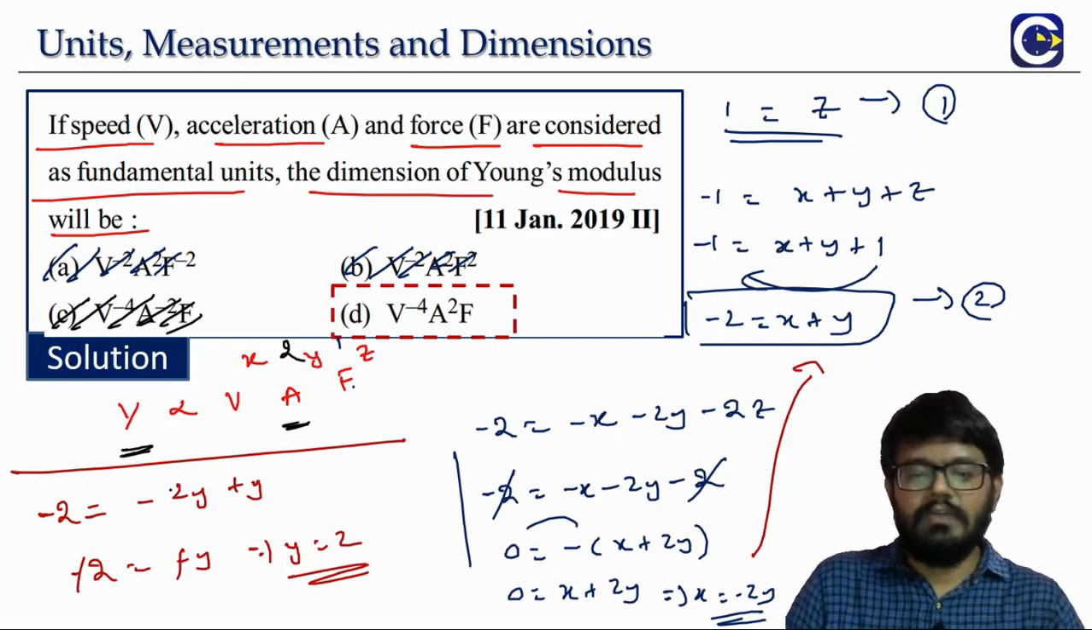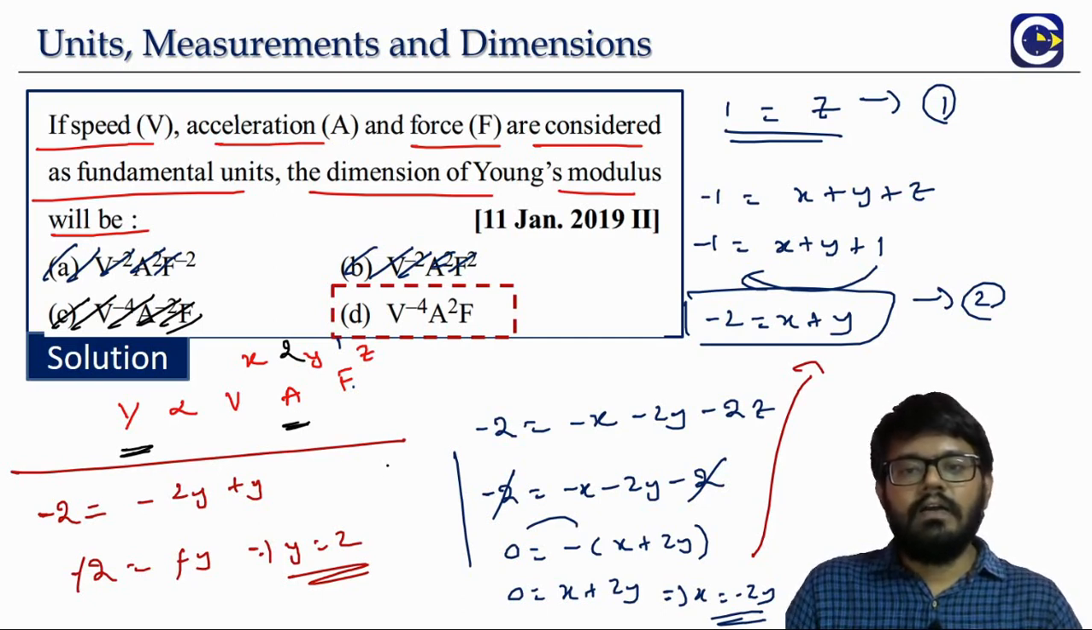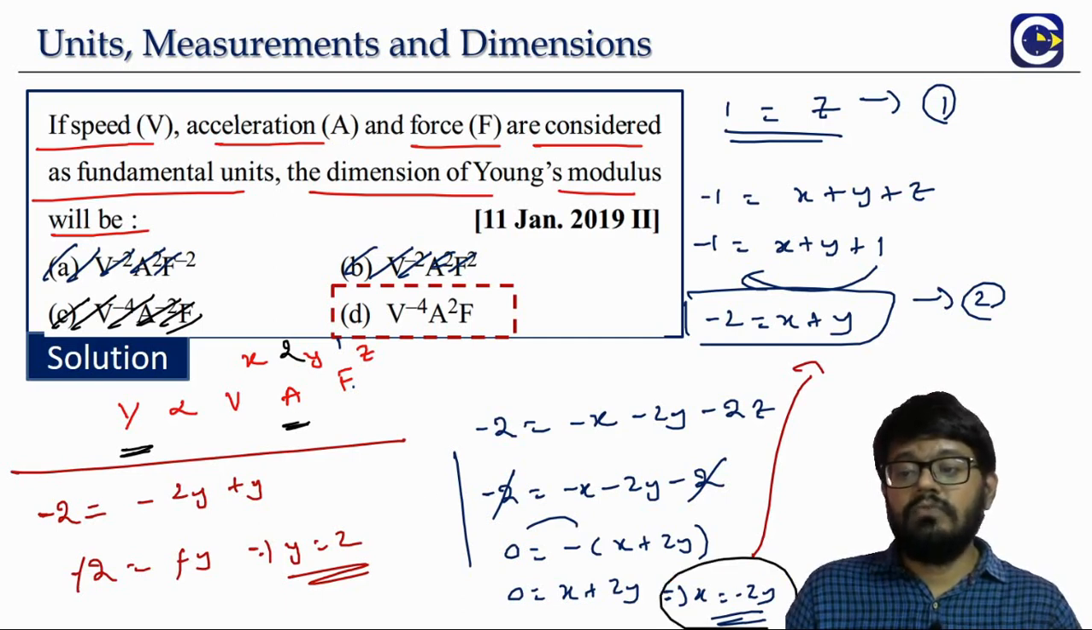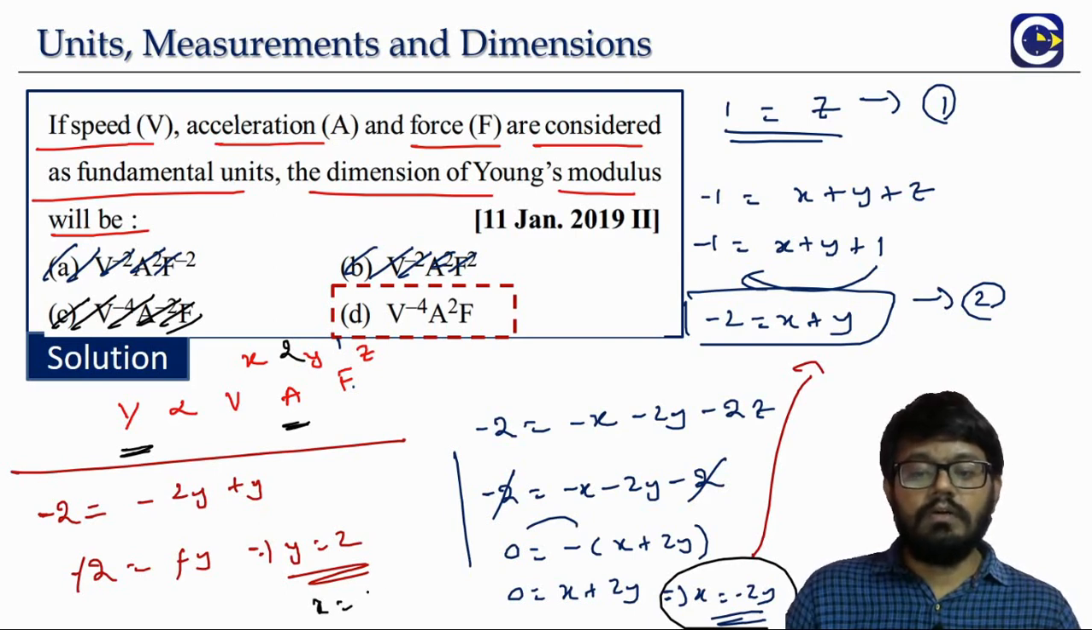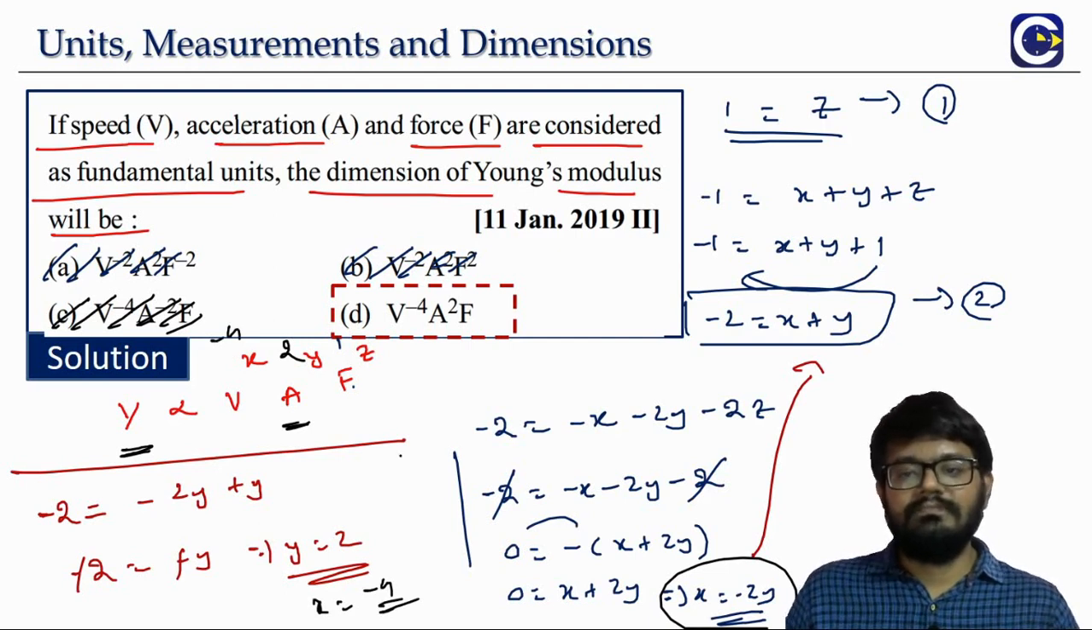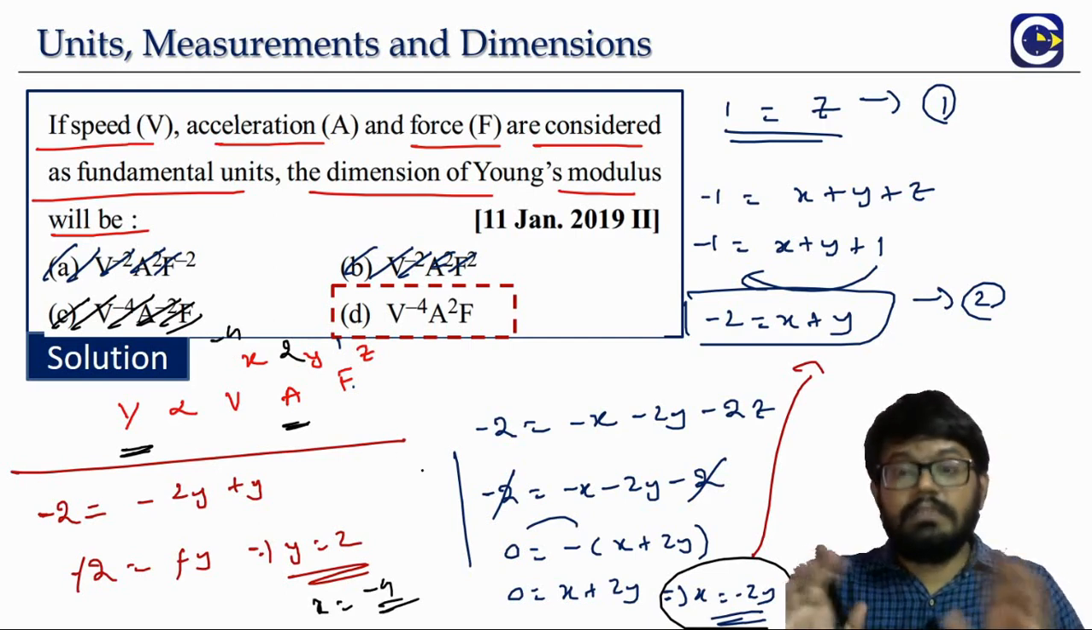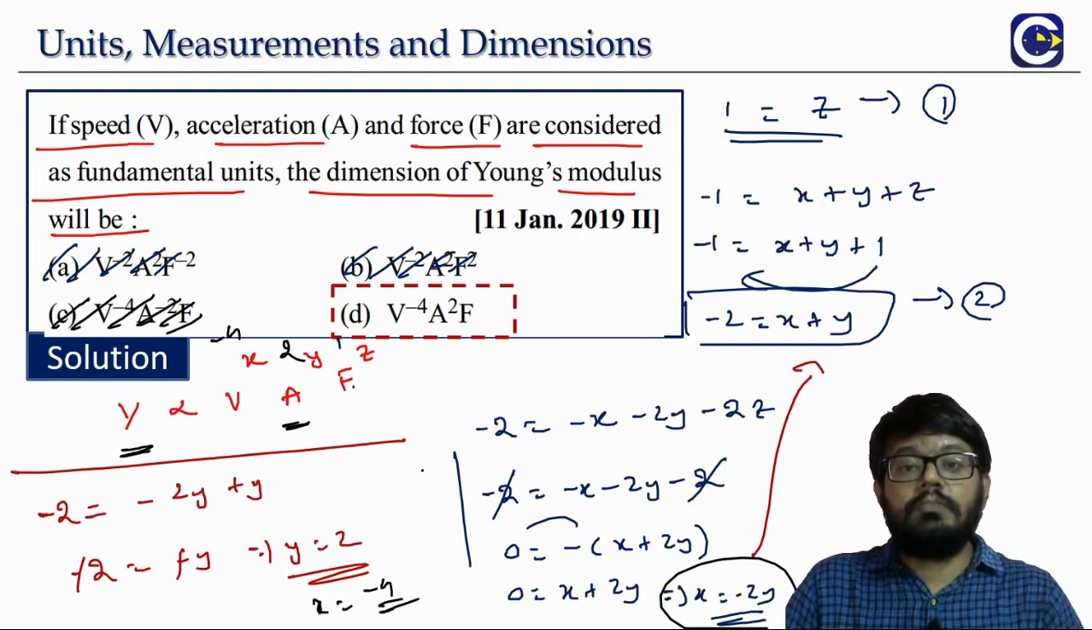But anyway, once you get the value of y, we have got the value of x also, because x is minus 2y. If you get y is equal to 2, x will be equal to minus 2y, which is minus 4. You can see the power of v is minus 4. Okay. So what is this question based upon? It is based upon the dimensional approach to find the relation between different quantities. You can see a lot of questions have come on this particular model.